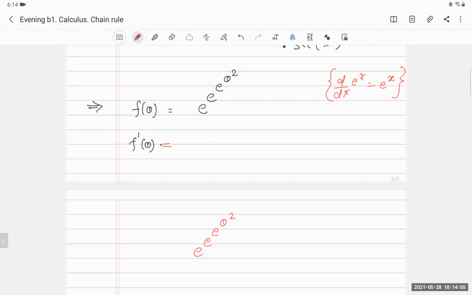Sir, I have a last doubt. After writing e, can't we just write e raised to e square like that, after the first e? No, you cannot. See, you have to first check the calculation sequence.